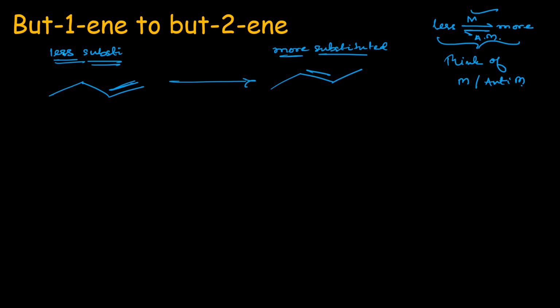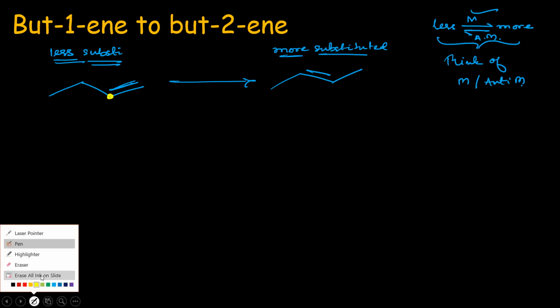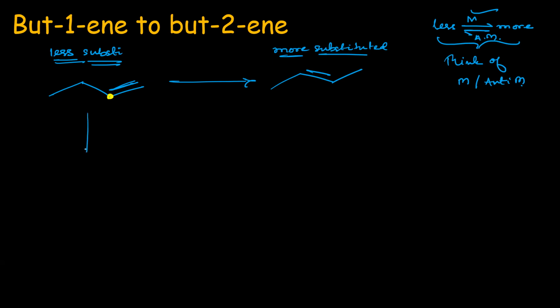So Markovnikov rule says that hydrogen will be added. Not hydrogen, rather I should say the negative part of the reagent will be added to that carbon atom which has less number of hydrogen. So in this we have 2 carbon atoms, and we are going to do Markovnikov addition. This carbon atom that is yellow is the carbon atom containing less number of hydrogen. If I am going to add HBr, which is one of the very crucial reagents in the conversions, I will be getting this product.